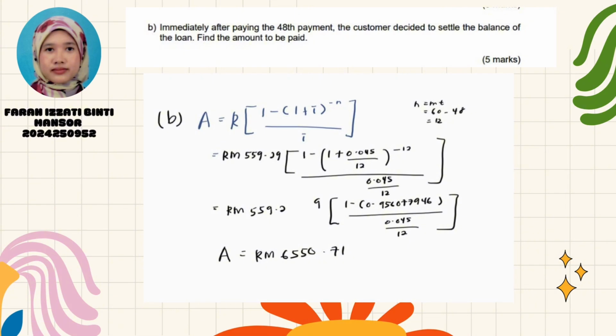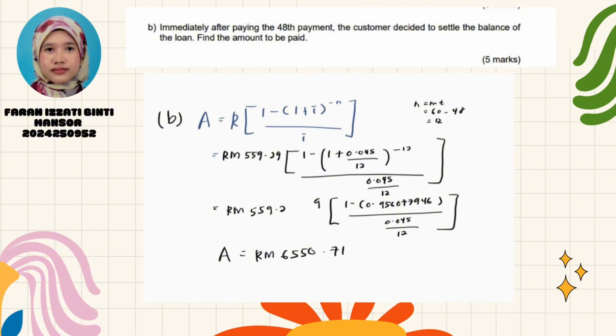For question B, if immediately after paying the 48th payment, the customer decided to settle the balance of the loan, find the amount to be paid. For question B, now we need to find A in this question. First, we will write the formula A and find the number N in the formula. Here the question wants us to pay after the 48th payment. So the amount of R that we calculated earlier, we enter it, so A is equal to 559 ringgit 29 cents, big bracket, 1 minus 1 plus 0.045 per 12, and the square minus 12. How do we get 12? 60 minus 48 will get 12.